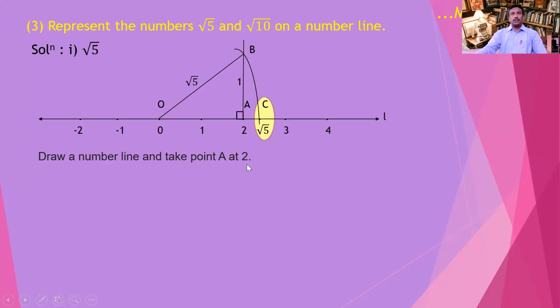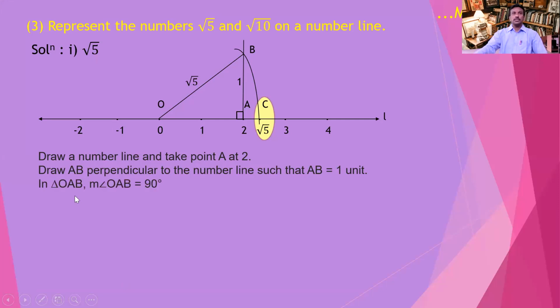Therefore, draw a perpendicular AB to the number line such that AB is equal to 1 unit. Now, the next step is in triangle OAB. In triangle OAB, angle OAB is 90 degrees, meaning it is a right angle triangle. Therefore, by Pythagoras theorem, OB square is equal to OA square plus AB square. Using Pythagoras theorem, put in the values.